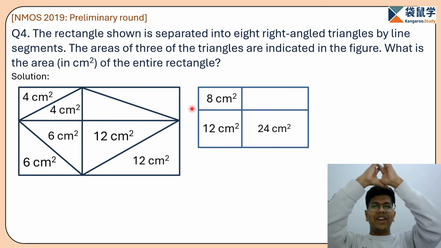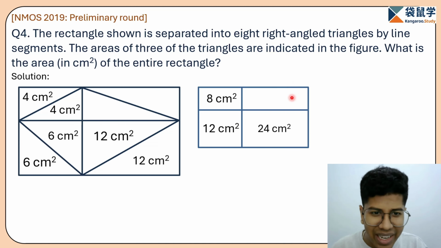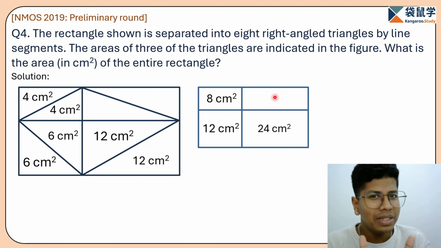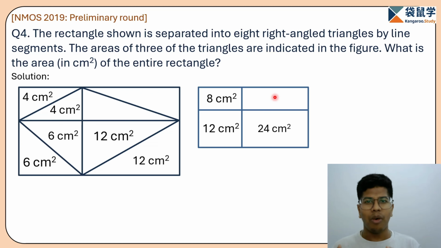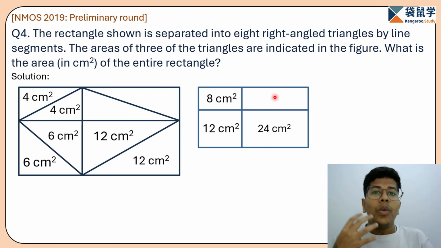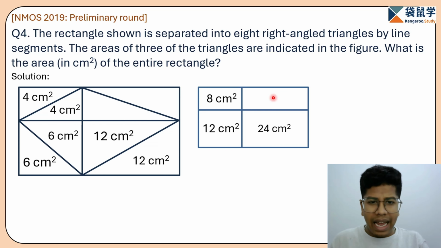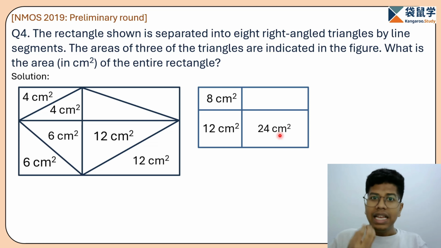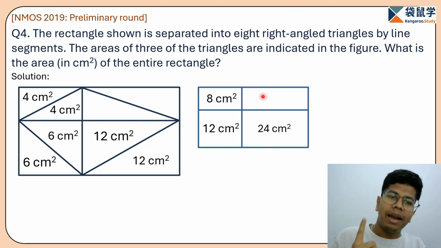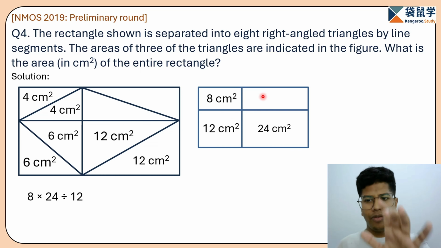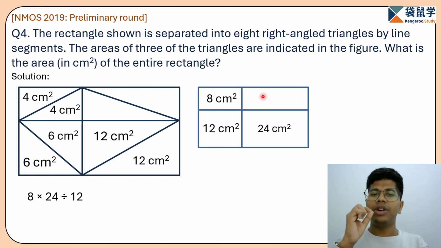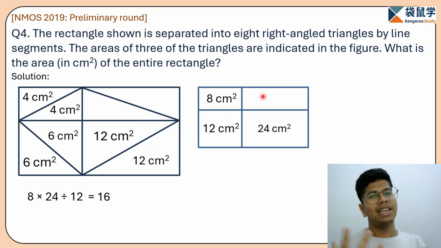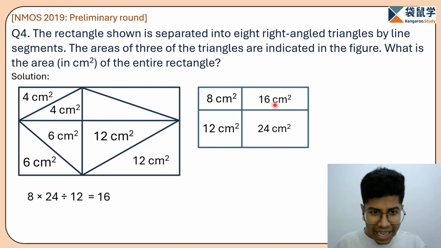Now to find out area of the entire rectangle, we need to find out area of this part. What should we use? Perfect, we need to use the TN model for that. So for the TN model, we know the product of opposite rectangles is equal. So the opposite rectangle to 8 is 24. So 8 multiplied by 24 is equal to 12 multiplied by the rectangle that we need. And if you find it out, it's 8 multiplied by 24 divided by 12, which is nothing but 16. So the area here is 16.